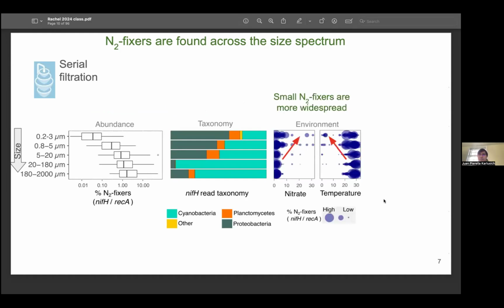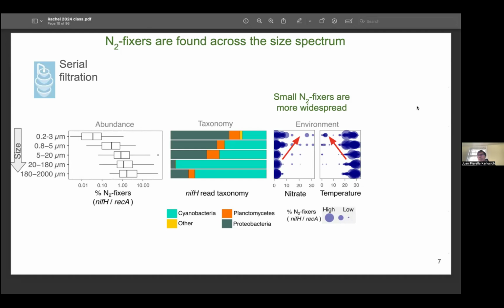And we also found patterns in terms of environmental distribution. Smaller nitrogen fixers detected in the smaller size fractions are more widespread in terms of nitrate concentration and in terms of temperature, whereas those abundant in the larger size fractions are more constrained to temperate waters with limited nitrogen.